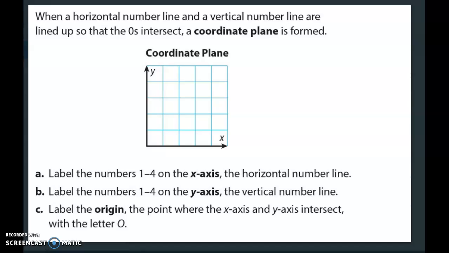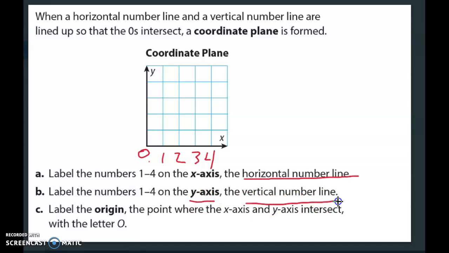It says label the numbers 1 to 4 on the x-axis, the horizontal number line. We know our x-axis is left to right. That means horizontal. Now, this spot here is not going to be 1. Your corner where it meets is always going to be 0. You should label 0. I actually just did part C. So that's not 1, that's 0. So I'm going to label 1 to 4. 1, 2, 3, 4.